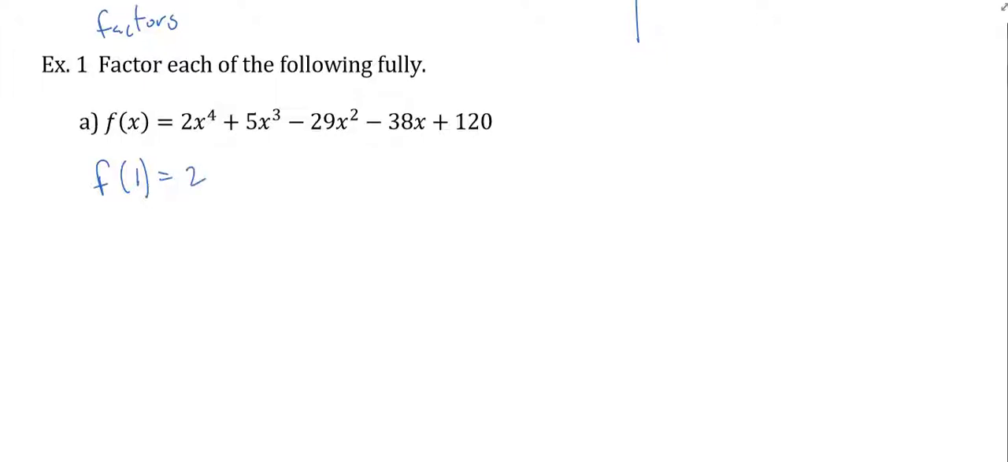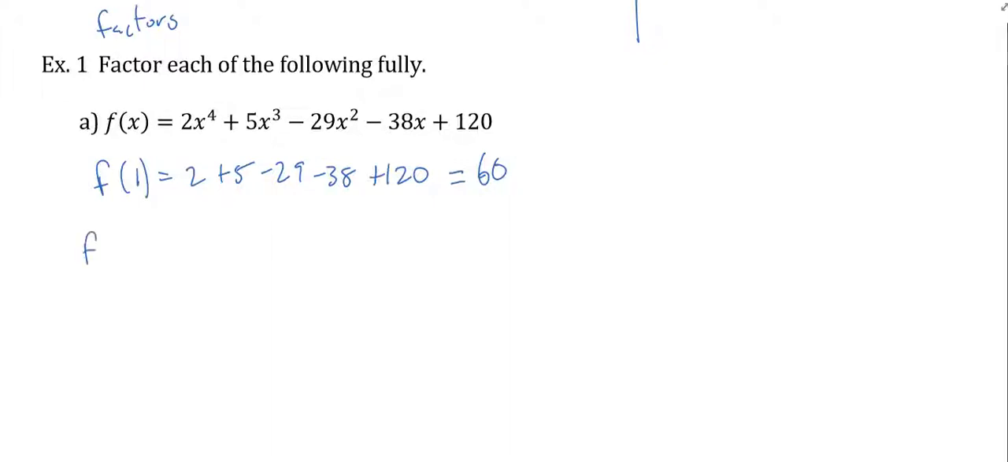So this one's going to be 2 plus 5 minus 29 minus 38 plus 120. 120 is so big, it's going to take over all those things. Does anybody know what that is? Somebody do that quickly so we can figure out what it is. It's 60? And in other words, not 0. So we're not done yet.